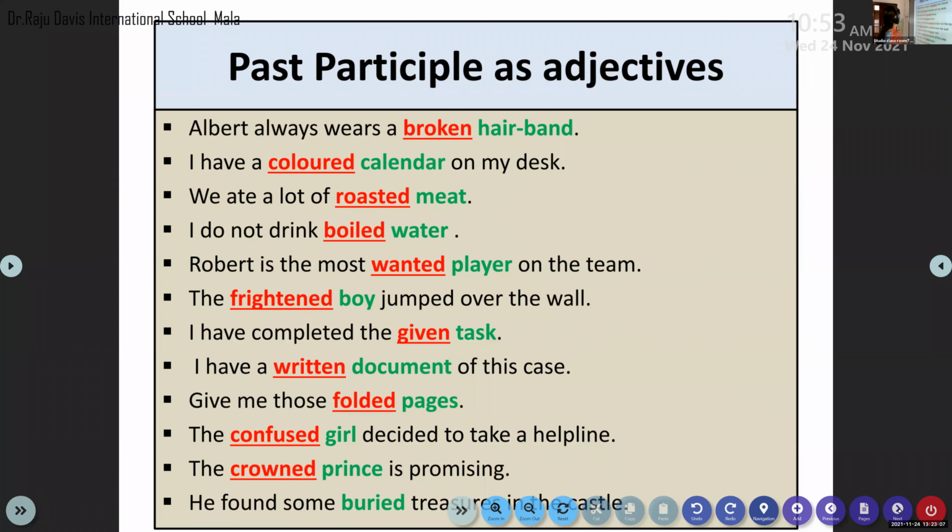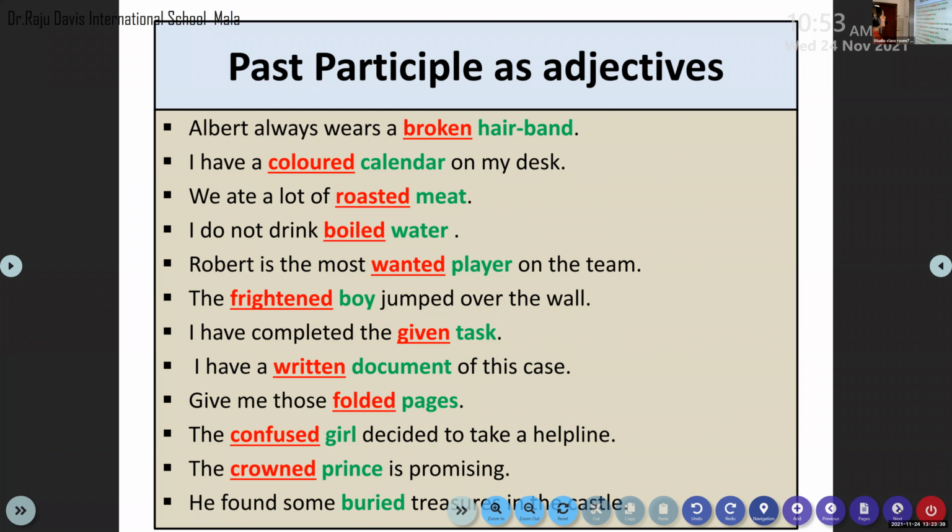So here Albert always wears a broken hairband. A broken hairband. What is the condition of the hairband? It's broken, children. So the broken, the past participle form of the word break, is used to describe the hairband, right? And now I have a colored calendar on my desk. The calendar is colored. I have a colored calendar on my desk.